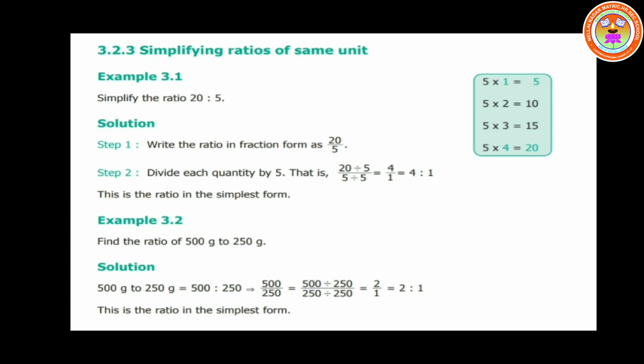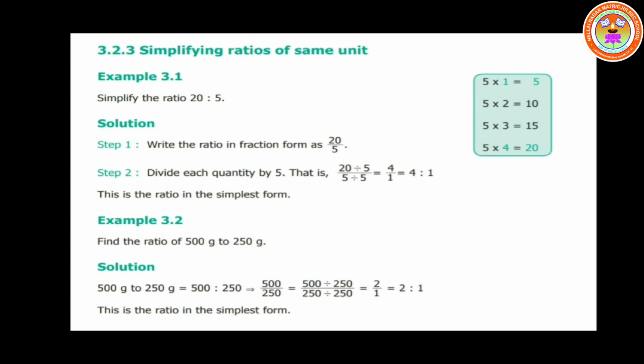Okay, your first problem is to simplify the ratio 20 is to 5. Now look into the solution, children. First let us write this: 20 is to 5 can be written as 20 divided by 5. Now divide the numerator and denominator. Both 20 as well as 5 will go in the 5 table.